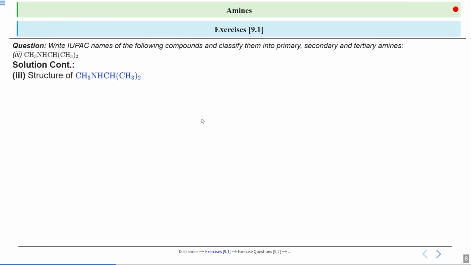Now in the third part, if we draw the structure, then this is the structure. First, select the parent chain. If you see, this is my parent chain because this is the longest continuous carbon chain. So I'll do the numbering 1, 2, 3. The parent chain is of 3 carbon atoms, so it will be propane.